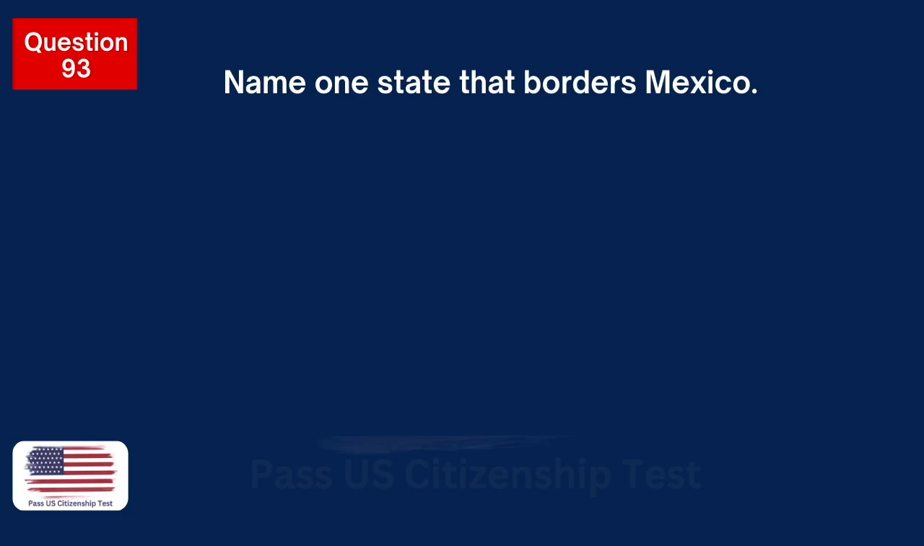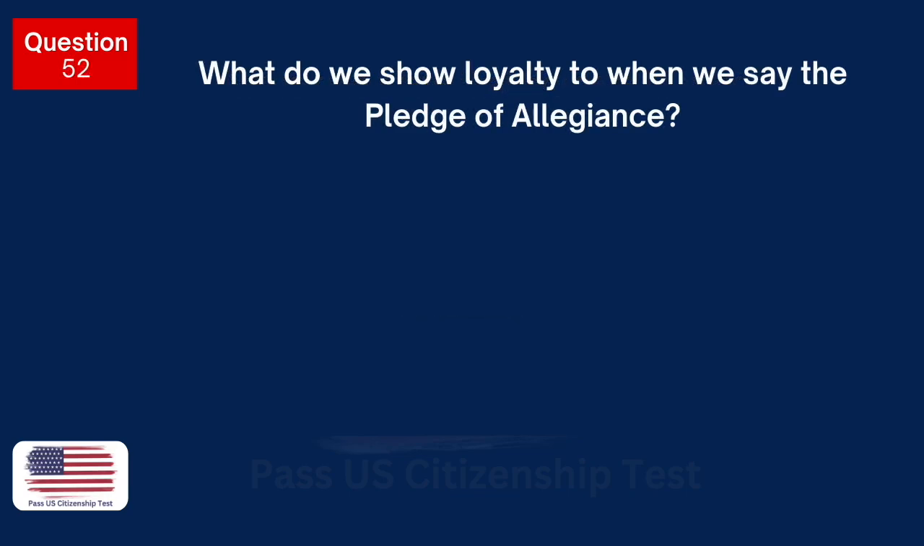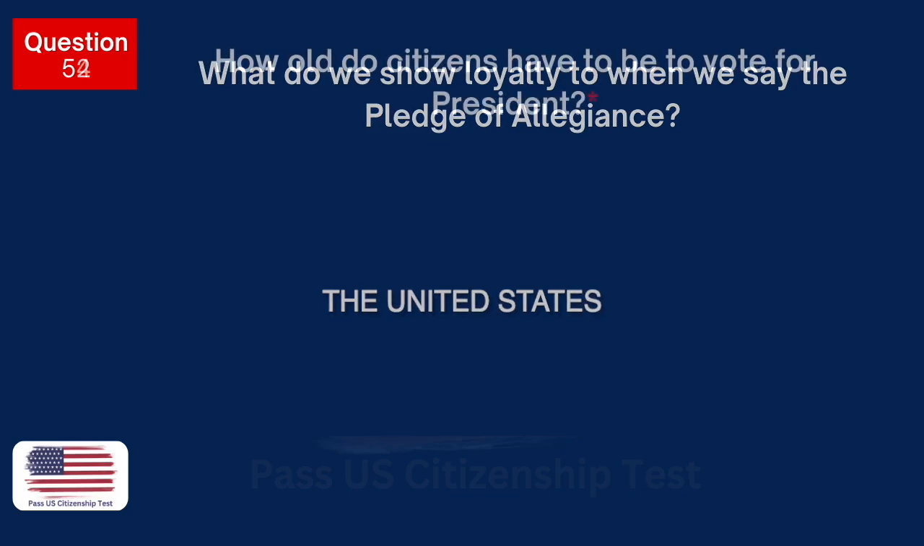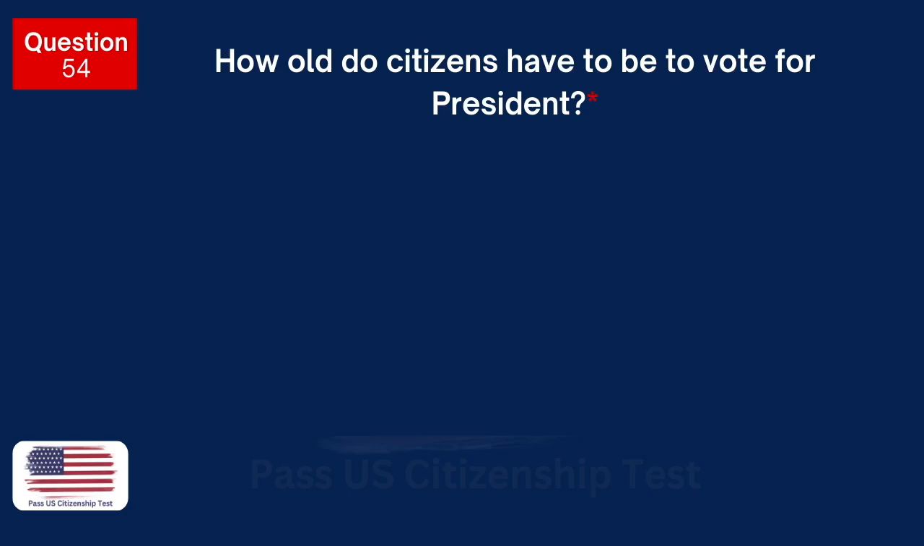Name one state that borders Mexico. California. What do we show loyalty to when we say the Pledge of Allegiance? The United States. How old do citizens have to be to vote for president? 18 and older.